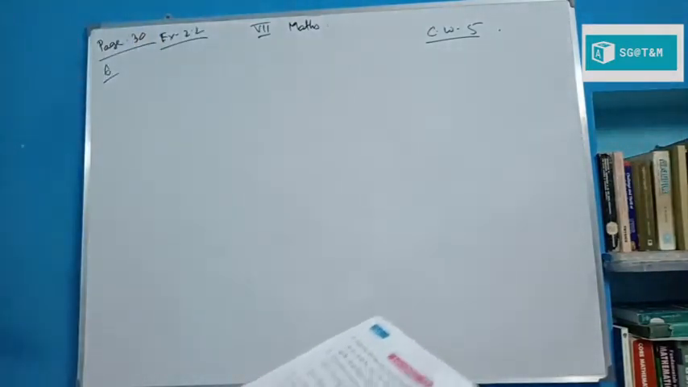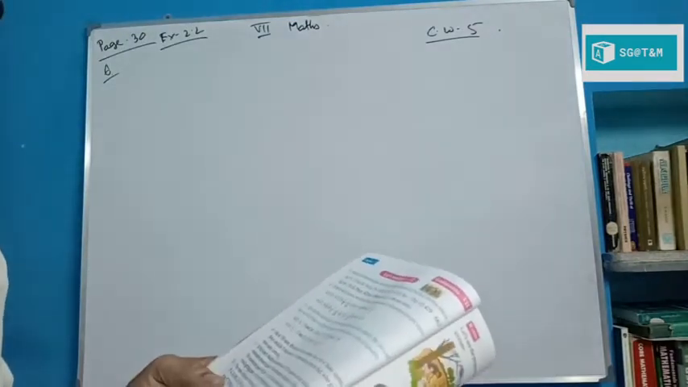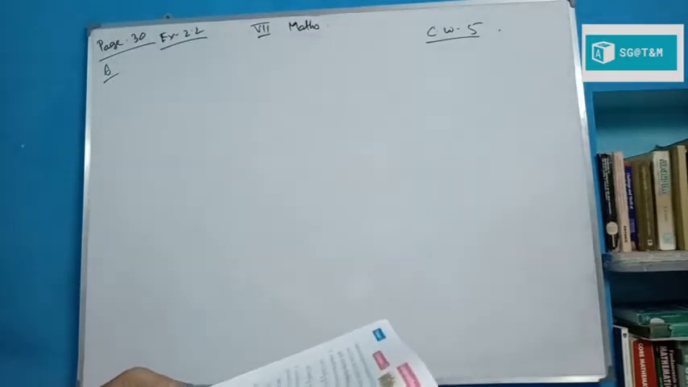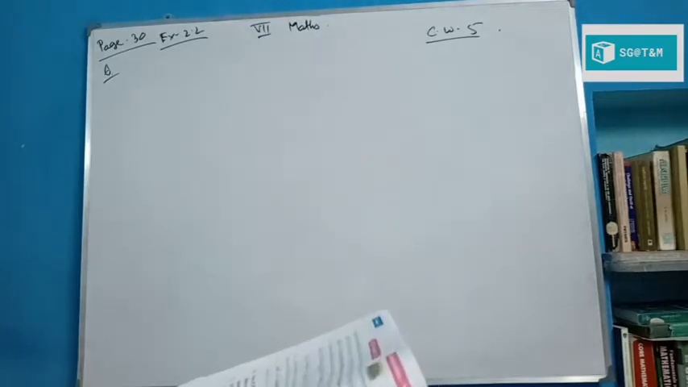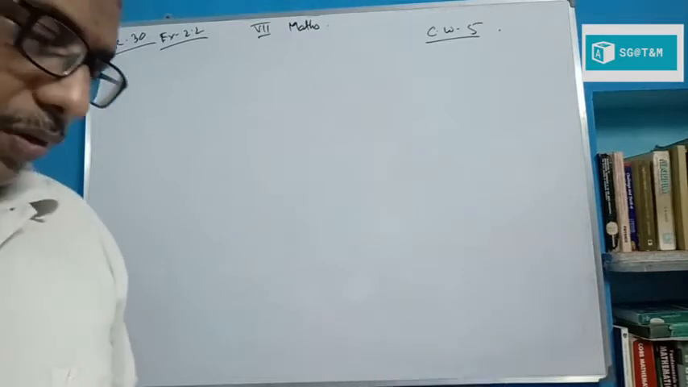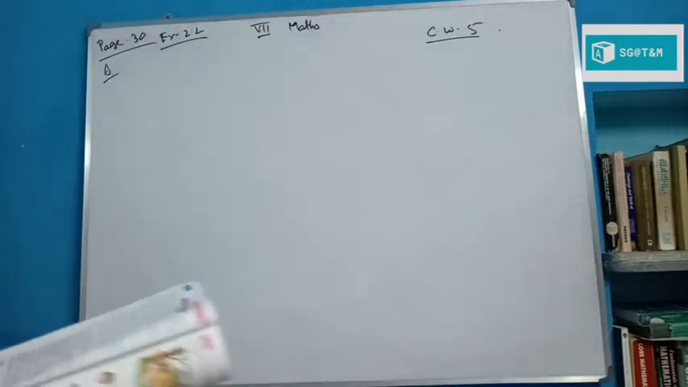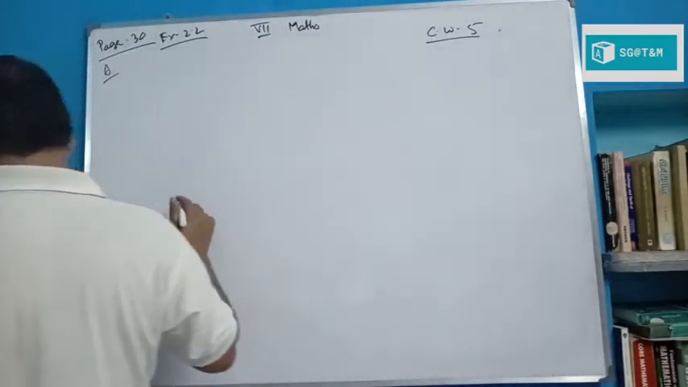The ratio of the cost of two houses is 4 is to 3, and the cost of the second house is rupees 4,20,000. Let's find the cost of the first house. And the second part: if the cost price of the first house was more than 70,000, then let's find the ratio of their cost. So first we have to find out the cost price of the first house, and the ratio is given.